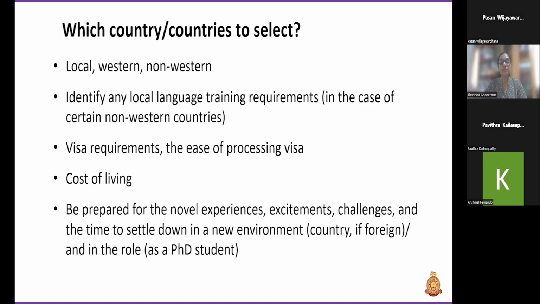Then look at the cost of living. In different countries, the cost of living could vary. In some countries, the tuition fee could be lower but the cost of living is higher, or the cost of living is low and the tuition fee is higher. So it could vary. Again, you need to do a lot of groundwork and see what options are available.